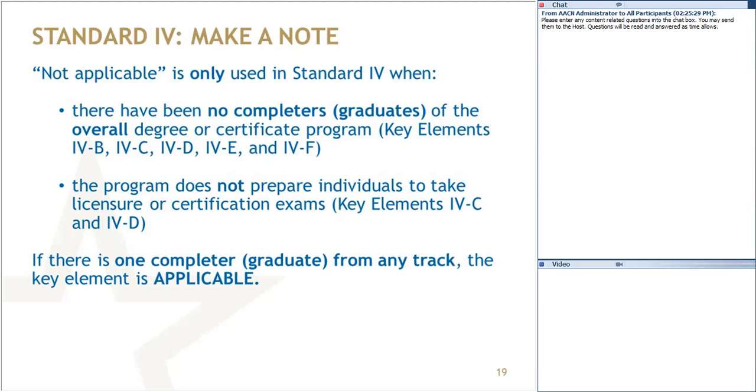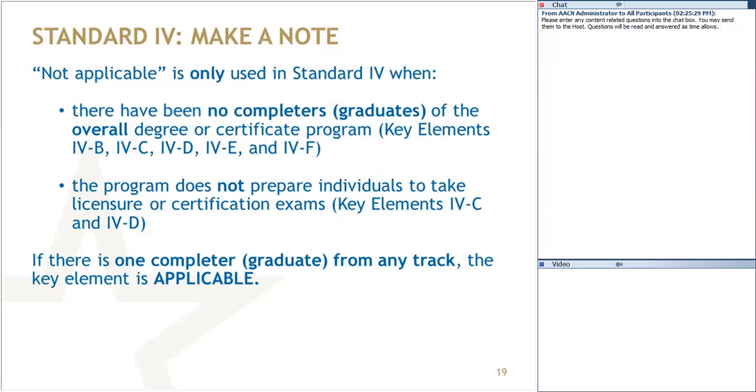Because the data is being provided for the overall degree program, that key element related to completion, 4B, would be applicable. So it's not related to the different tracks offered within the degree program or the tracks in the certificate program. Sorry about that. It's related to the overall degree or certificate program. So if you have completers or graduates in any one track that's part of your overall degree program or your overall certificate program, that key element is going to be applicable to your institution.